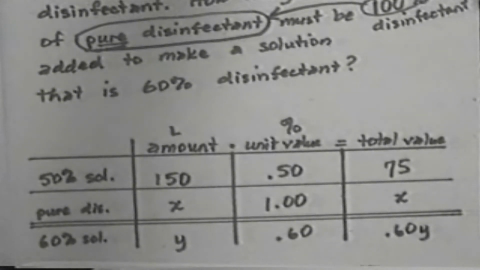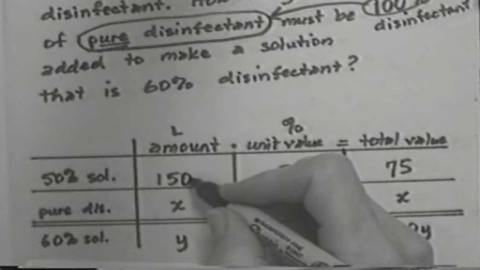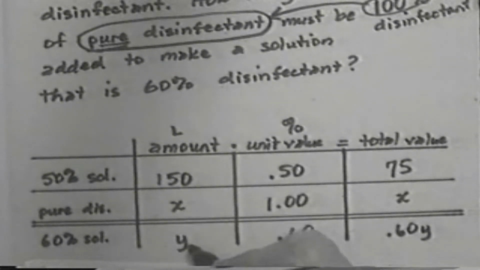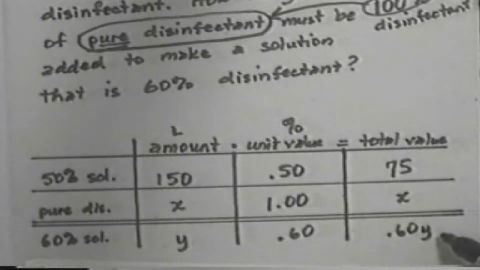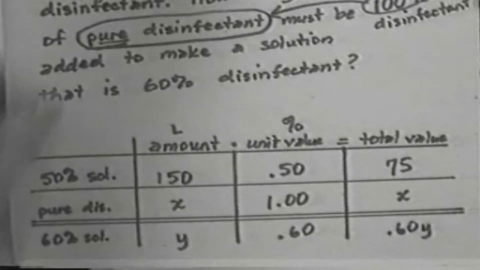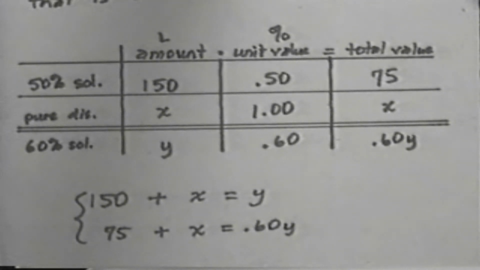Now we can write our system of equations. The 150 and the x together will make the y. The 75 and the x together will make the 0.60 y. And so here is our system of equations. 150 plus x equals y, and 75 plus x equals 0.60 y.